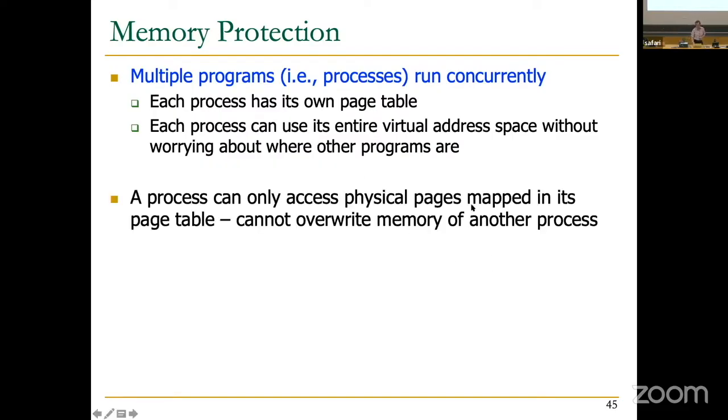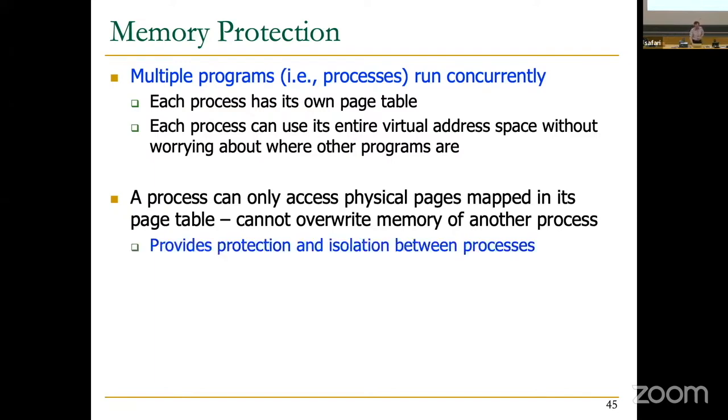A process can only access physical pages mapped in its own page table, so it cannot overwrite the memory of other processes. And this essentially enables isolation, right? You're isolating processes from each other. And it provides protection also. But protection has other categories also, because within a process, you may be able to read a page, but not write it. Within a process, you may be able to read and write a page, but not necessarily execute it. So you have different permissions on a per-page basis. For example, if you don't want your programs to be modified, you can have read access to the code, but not write access to the code, right?